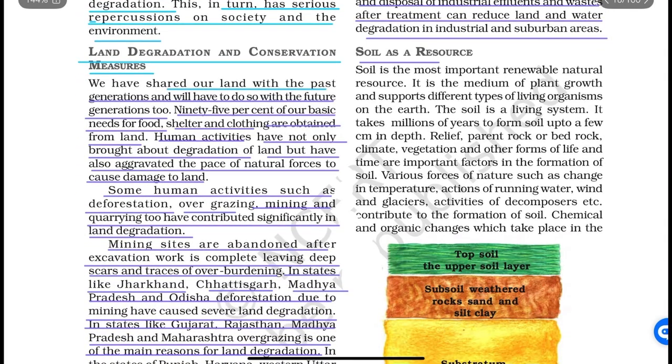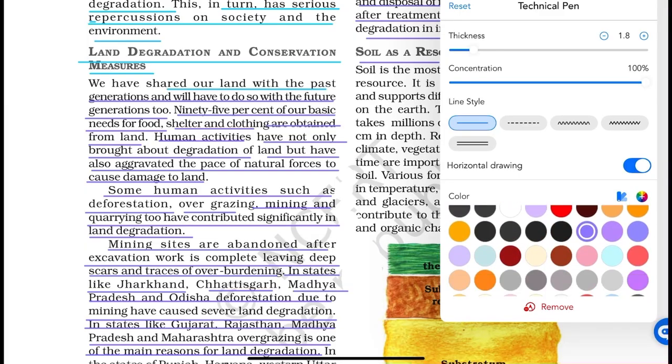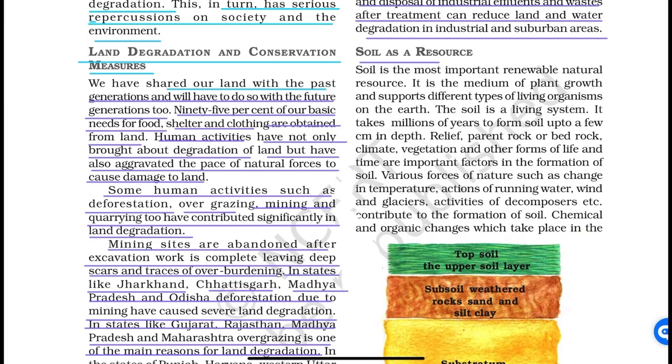Next topic is soil as a resource. Soil is the most important renewable natural resource. It is the medium of plant growth and supports different types of living organisms on the earth. The soil is a living system. It takes millions of years to form soil up to a few centimeters in depth.